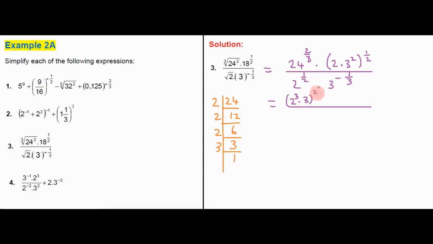And this is all to the 2 over 3. Because we have brackets here, we're going to multiply the powers. So it's 2 to the 1 times a half, and 3 to the 2 times a half. 2 times a half is 1, so we have 3 to the 1, or just 3. These factors can cancel.